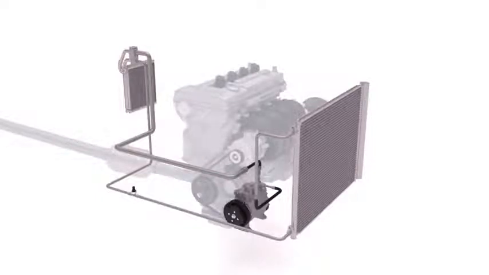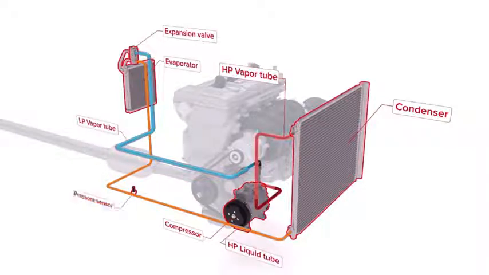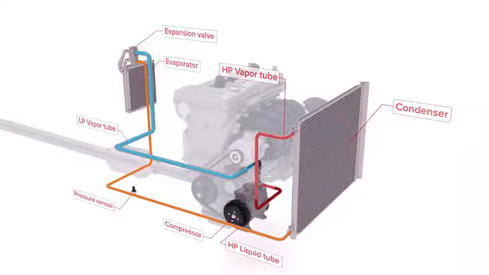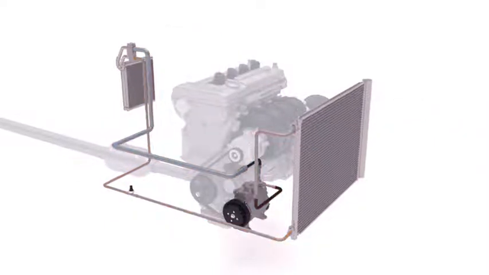The main components of an air conditioning system are the compressor, the condenser, the expansion valve, and the evaporator. And the refrigerant used to absorb the heat in most air conditioning systems is known as R134a. But since January 2017, new car air conditioning systems must use R1234yf for environmental reasons.